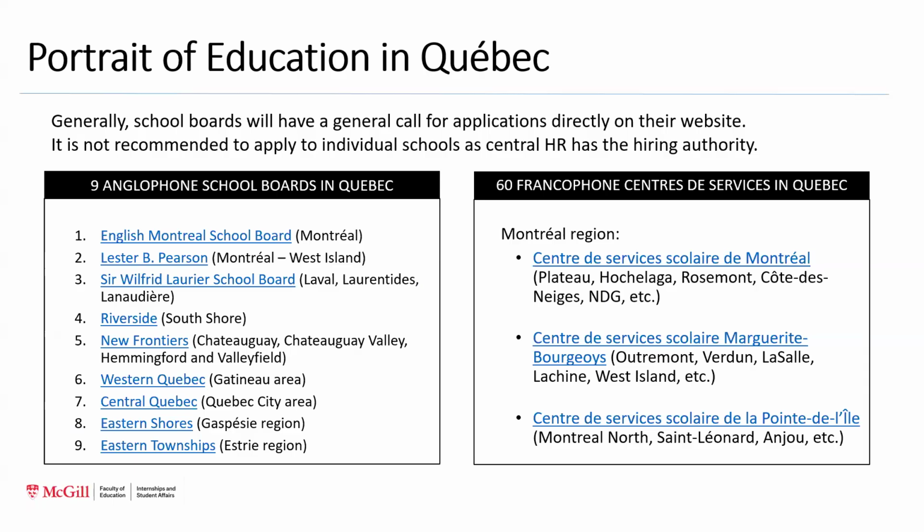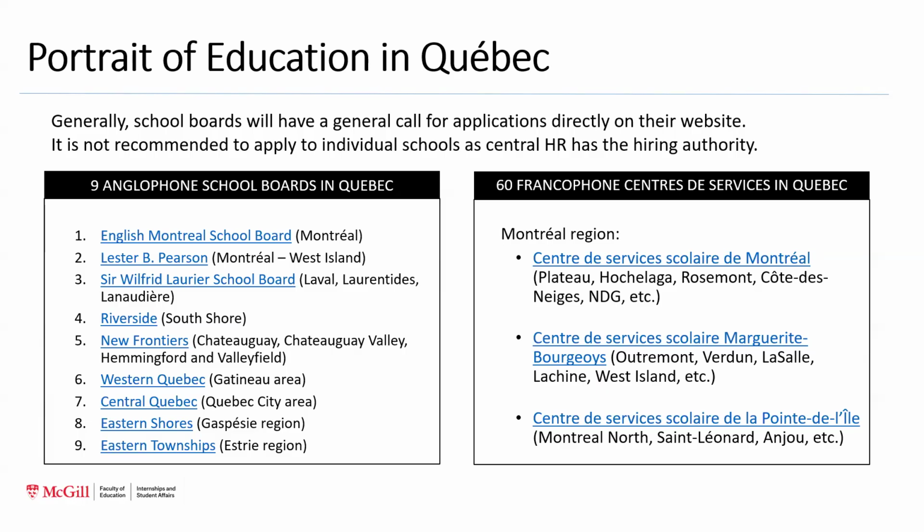And then Lester B. Pearson School Board. We're going to talk about where all of these 9 school boards are when we go into their specific slides. But we'll be covering the top 5 of these today because they're actually in commuting distance from McGill. The rest, number 6 through 9, are quite far away. You're probably not going to be able to substitute teach there, at least during the academic year, so between September and April.